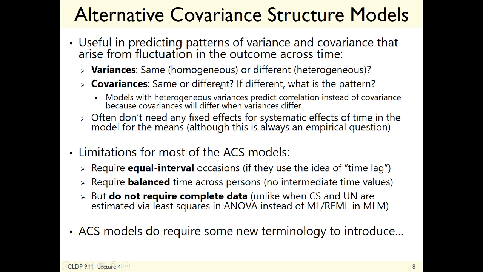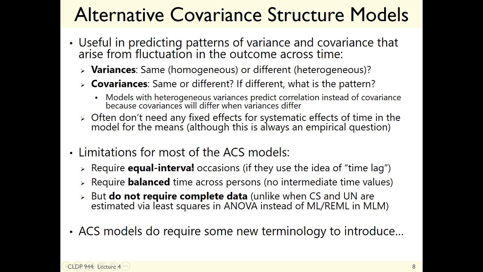Second question, covariances. Are they the same across occasions or are they different? And if they're different, what kind of difference? Is there a pattern to it? So compound symmetry is one pattern. There are other patterns that I'm going to show you that sometimes have the same number of parameters or sometimes have just a few more.